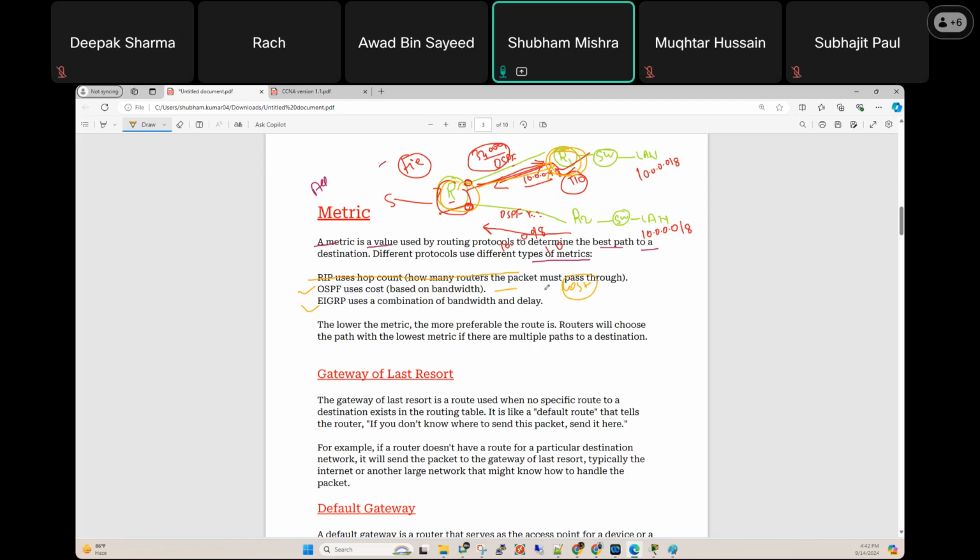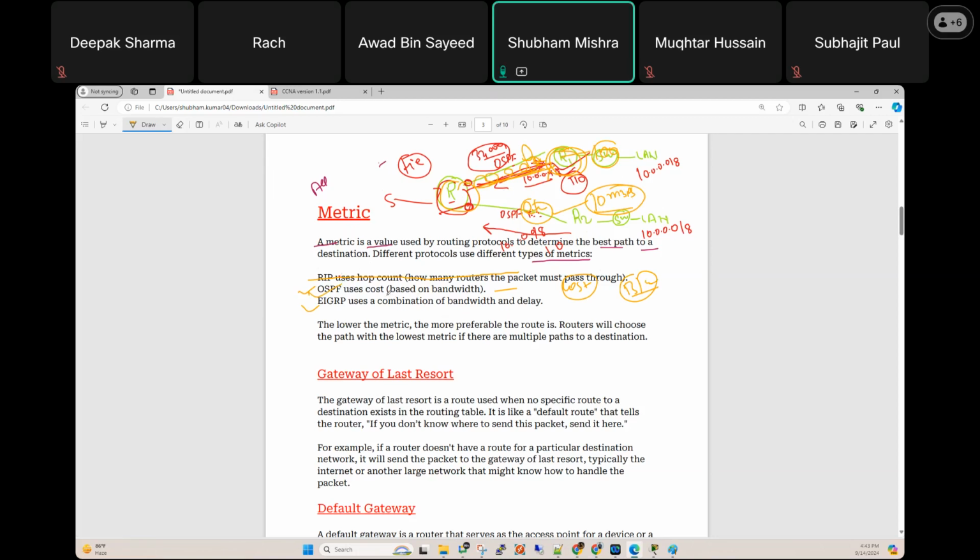Basically, OSPF calculates the metric on the basis of the bandwidth of the link. For example, here you are using a Fast Ethernet link and here you are using an Ethernet link. For a Fast Ethernet link, what is the bandwidth? 100 Mbps. And for an Ethernet link, what is the bandwidth? 10 Mbps. Yes or no? So on the basis of bandwidth, OSPF calculates the metric value.